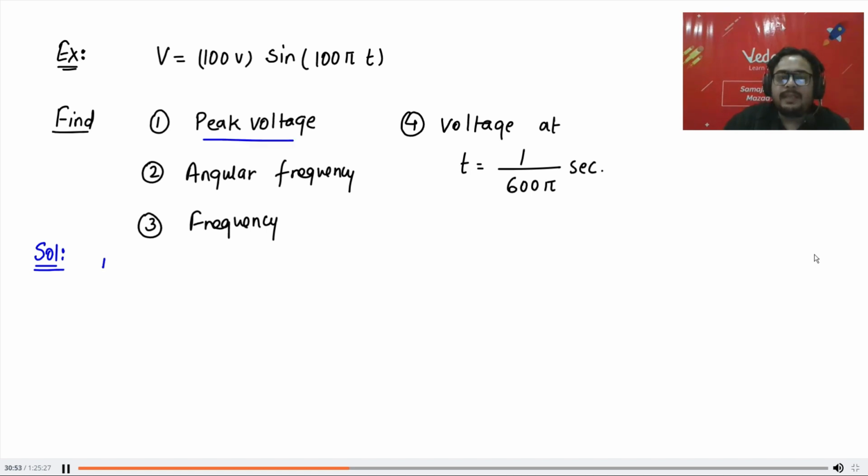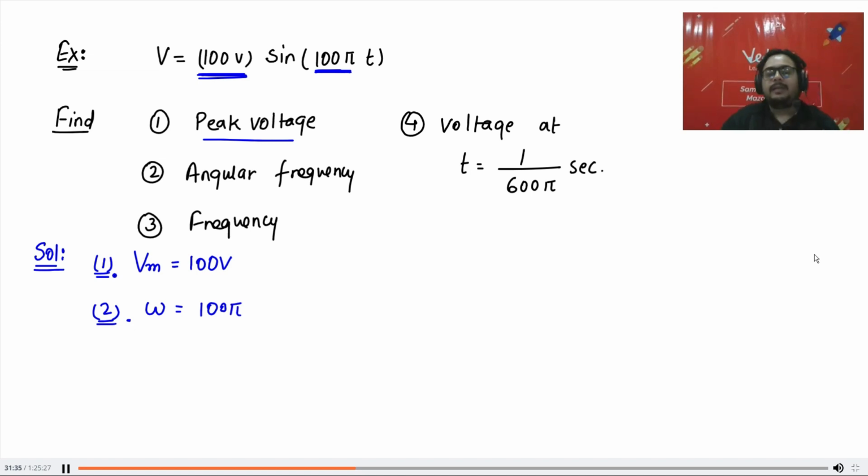So the first thing they are asking is the peak voltage. Let me see how many of the class can answer. Can anyone tell me the peak voltage? What is the maximum possible voltage? Very good, Astha. Great. So whatever is written before sine is called the peak voltage. So peak voltage, Vm, maximum voltage, is obviously 100 volt. All good. Second thing they are asking me is the angular frequency, which means omega. So whatever is written with t is called omega. Very good, Shirdil. 100 pi. So that is my omega.